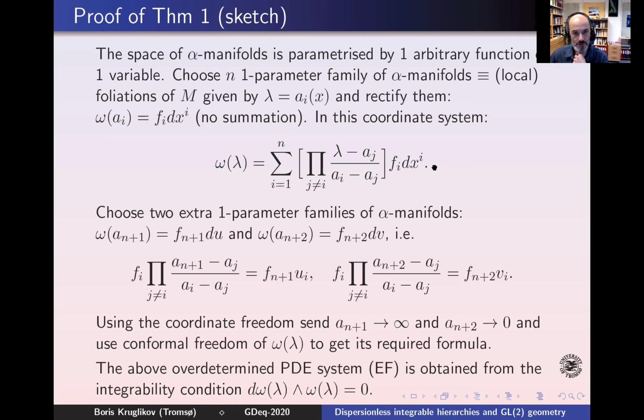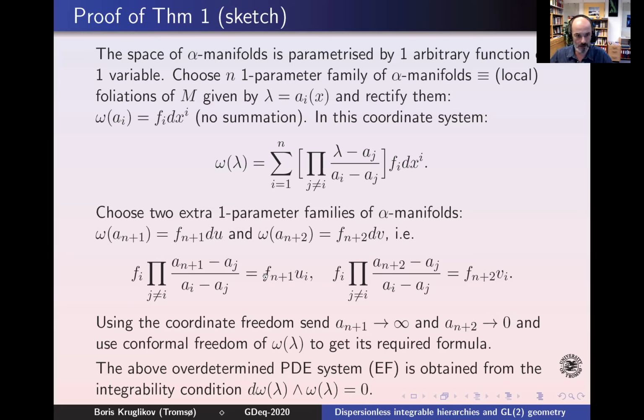We're almost done, but this function is still not determined. So we choose two extra families of foliations. We choose the value a_{n+1}, and then that has to be a foliation, so it has to be something proportional to du, where u is a new function. We already had coordinates x1 to xn, so u will of course depend on those, and that's just some factor. Then we do one more foliation, very similar: f_{n+2} times dv.